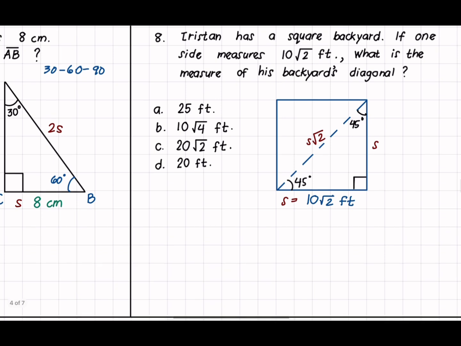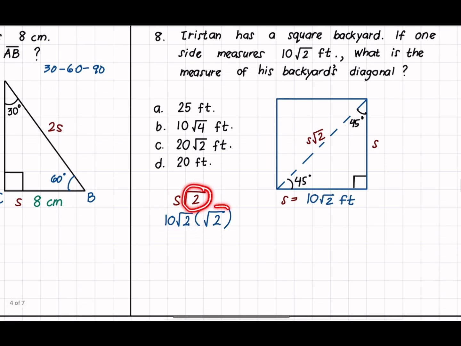Using the formula, we have S square root of 2. Substitute the given value of S, which is 10 square root of 2. We will have 10 square root of 2 times square root of 2. So again, the measurement of S is 10 square root of 2 because this is the side, and then square root of 2 is this one.